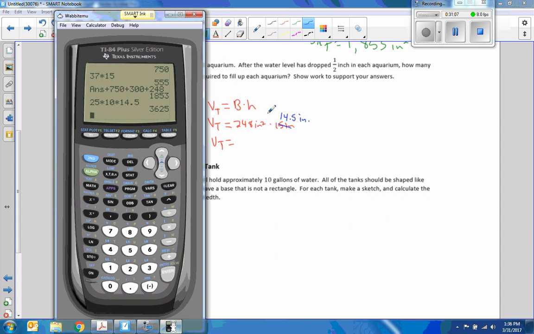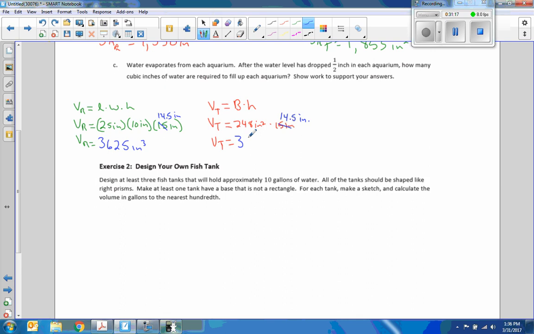Now I'm going to open my calculator back up, move it over here so I can see this problem, and I'm going to take 248 times 14.5. That's 3,596 cubic inches after the water evaporates. So it says, how many cubic inches of water are required to fill up each aquarium after the water level has dropped?